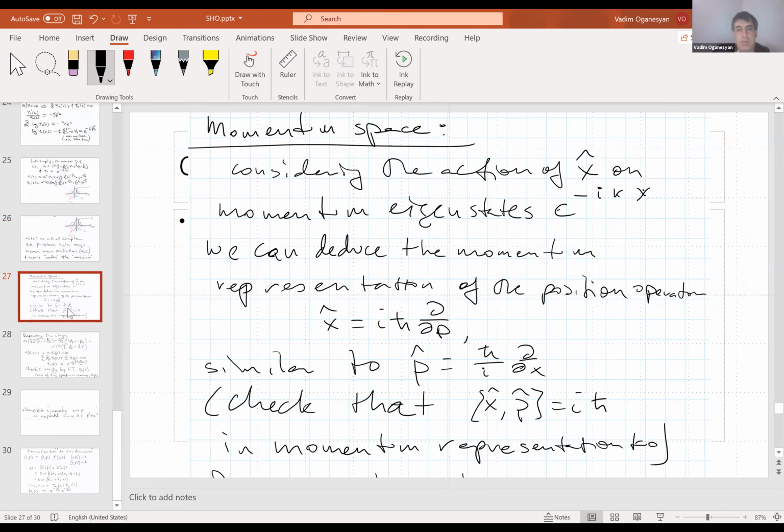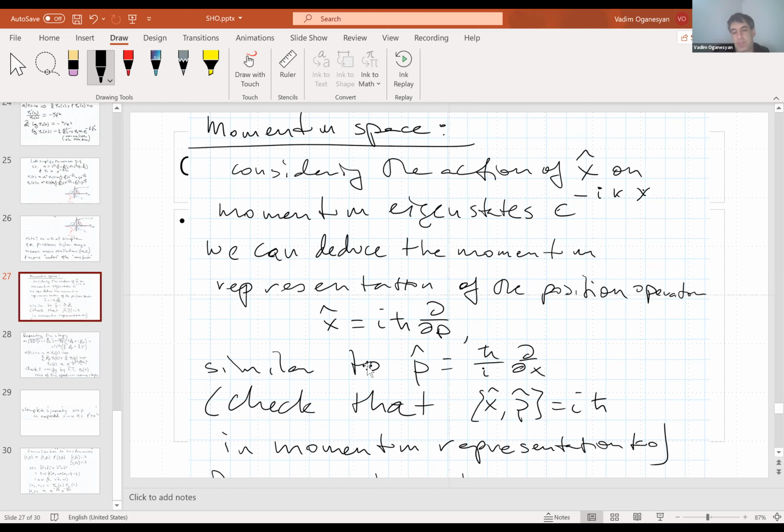Okay, so there are a couple of other items. One of them is to work out the momentum space picture, which is actually kind of silly because x and p are sort of related to each other by derivative, going both ways.